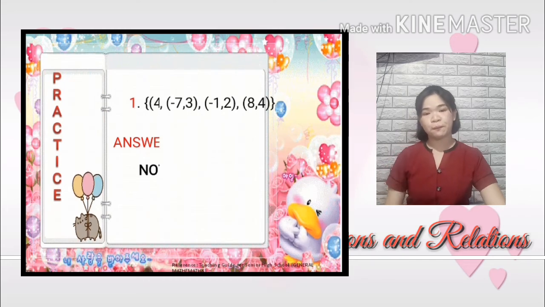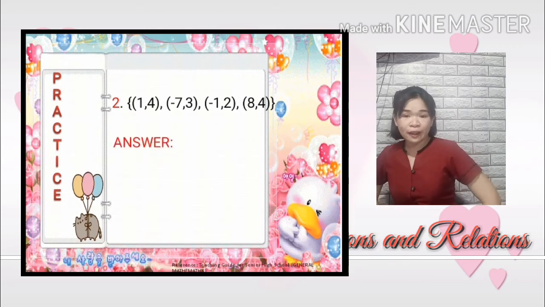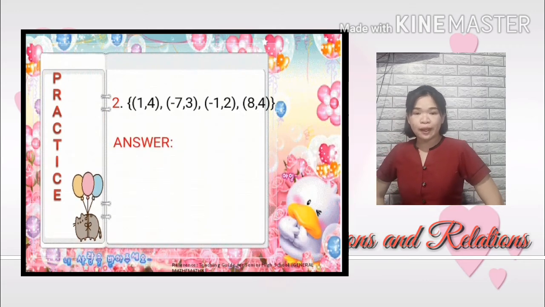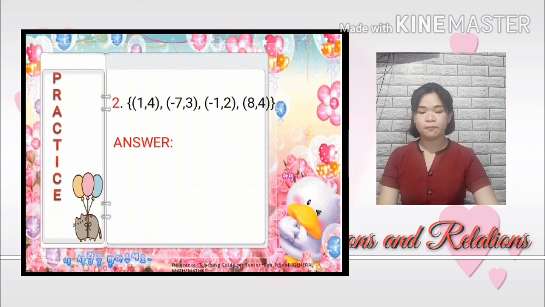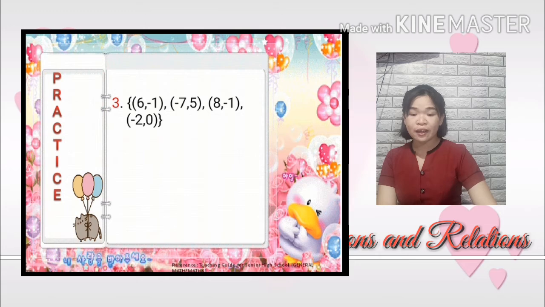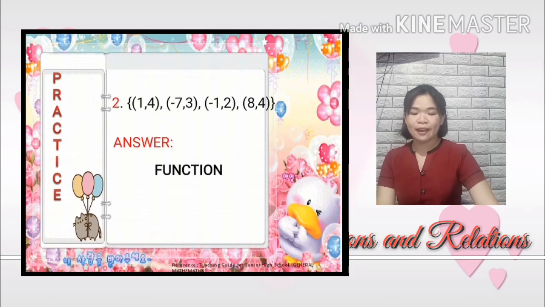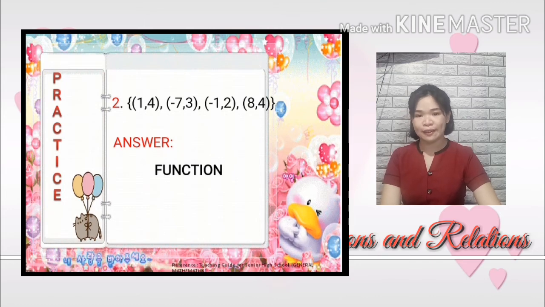Number 2. A set of (1, 4), (negative 7, 3), (negative 1, 2), (8, 4). Is this a function or not? If that is a function, write the domain and range in your papers. So that is also a function. So what are the domains? 1, negative 7, negative 1, and 8. And then the range are the set of 4, 3, 2, and 8.